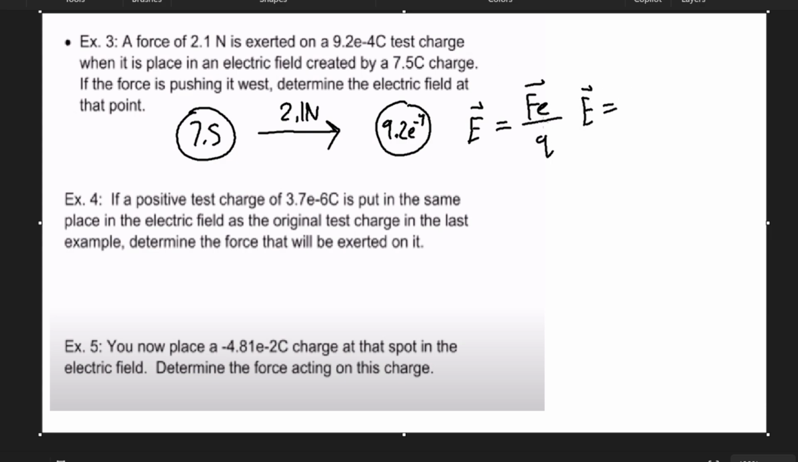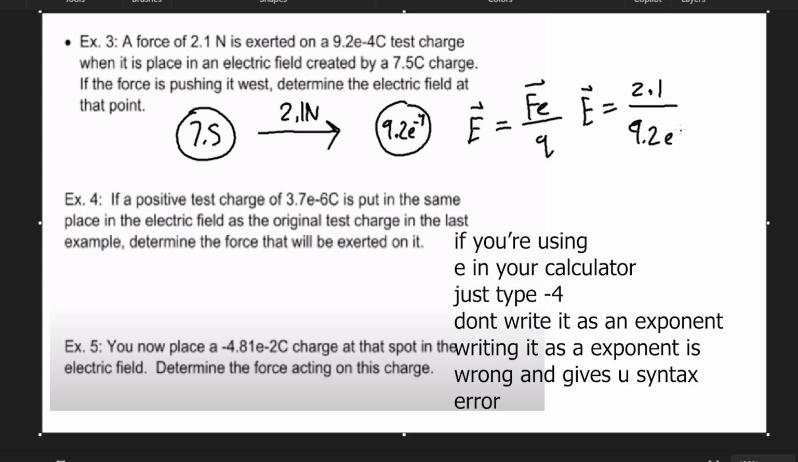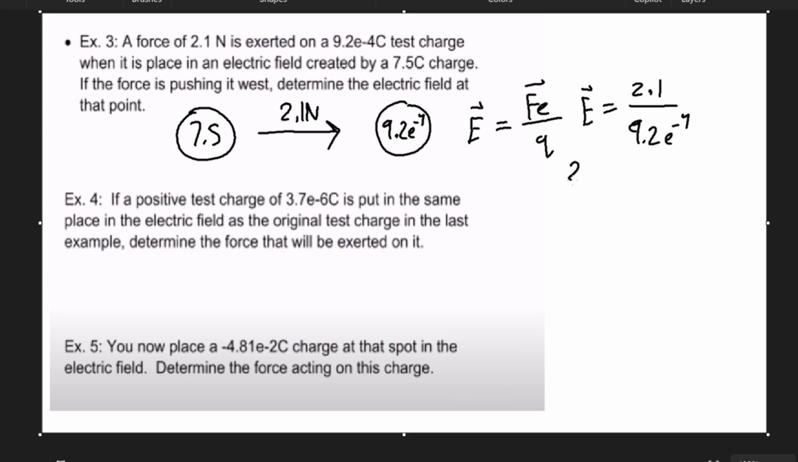Electric field is Fe, so we're given that 2.1 over the charge, which is 9.2 e negative 4. That gives us 2.3 times 10 to the power of 3 newtons per coulomb. And the question already states it's being pushed west, but we know that regardless, because it's going to be repelled by this charge. But anyways, yeah, west.